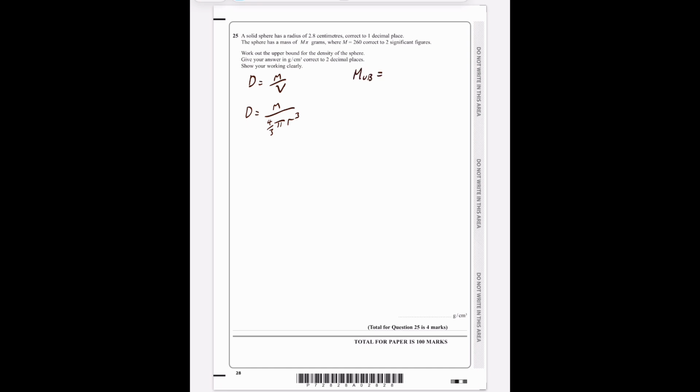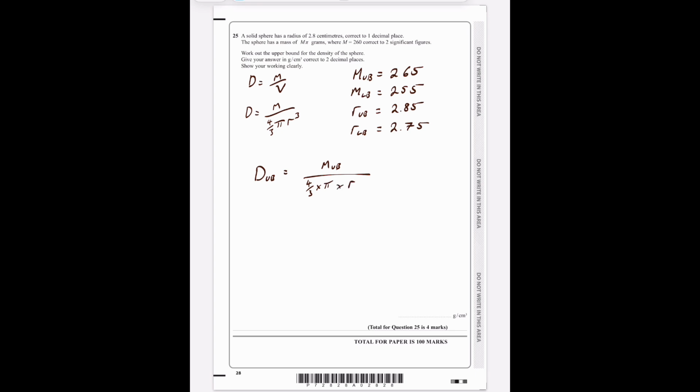Writing the upper and lower bounds for the mass, and then the upper and lower bounds for the radius, where the upper bound for the mass is 265, the lower bound for the mass is 255, the upper bound for the radius is 2.85, and the lower bound of the radius is 2.75. Now we have to work out which one of those we want to use. We want the density to be as large as we possibly can get, so we want the upper bound of the density. While the mass at the top, we want that to be as large as it can get, so that will be the upper bound of the mass.